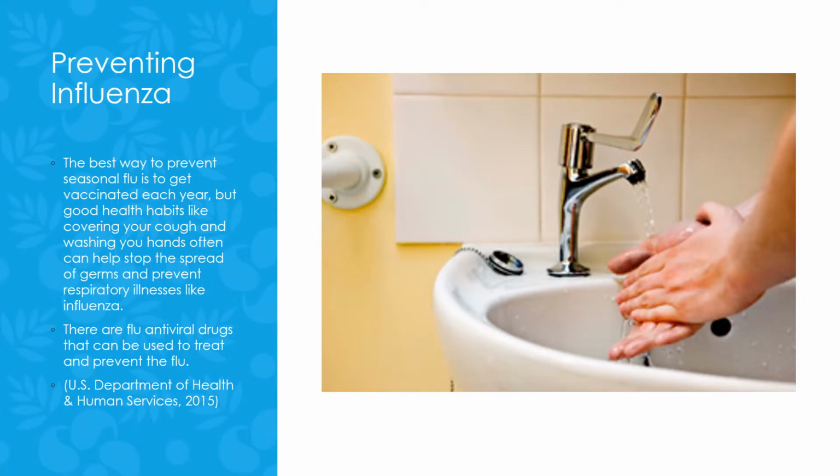Preventing influenza. The best way to prevent seasonal flu is to get vaccinated each year. But good health habits like covering your cough and washing your hands often can help stop the spread of germs and prevent respiratory illnesses like influenza. There are flu antiviral drugs that can be used to treat and prevent the flu.